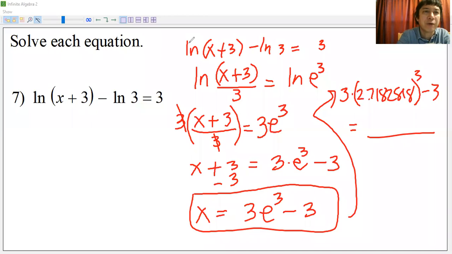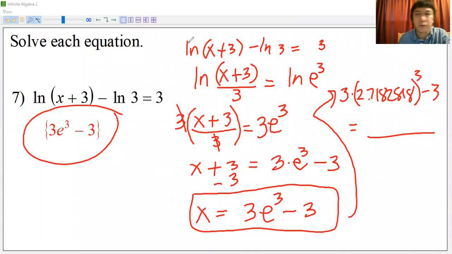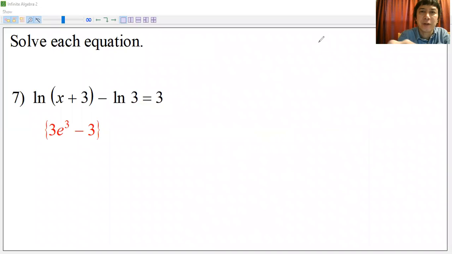All right, let's check and verify. There, the answer is over here. That's 3 times e to the 3 minus 3. All right, we're not asked to get it in decimals. All right, just solve the equation and that's it. All right, we have the equivalent algebraically. Let's proceed to number 8. Let's have the next one.